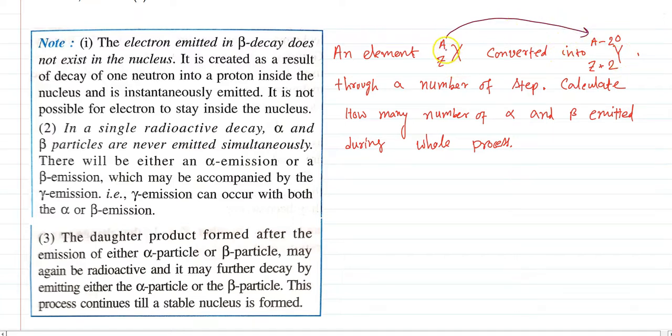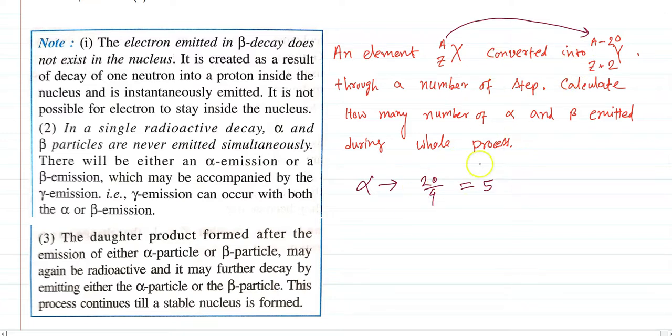That means only due to emission of alpha particles will the mass number change, otherwise the mass number will not change. So first we have to calculate how many alpha particles are emitted, then we will calculate how many beta particles are emitted. The number of alpha particles will be 20 by 4, since we know the mass number of an alpha particle is 4. 20 by 4 means 5 alpha particles are emitted. Then we have to calculate the number of beta particles.